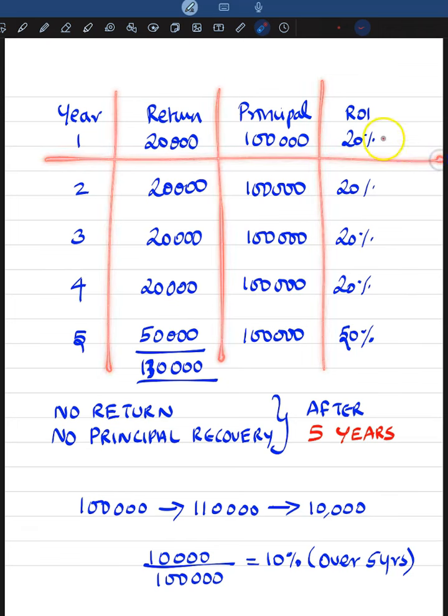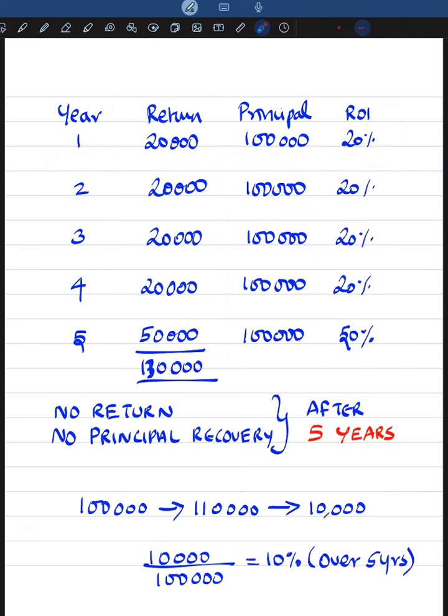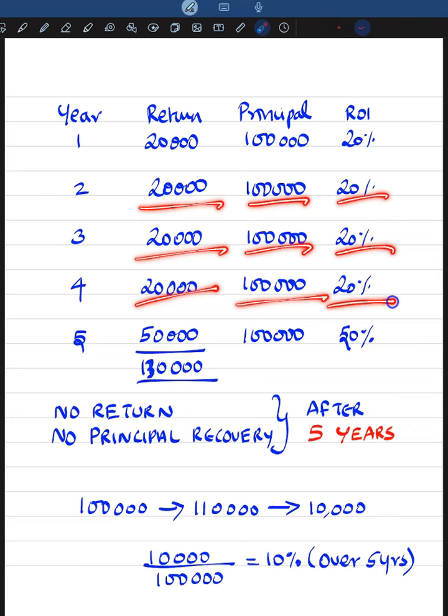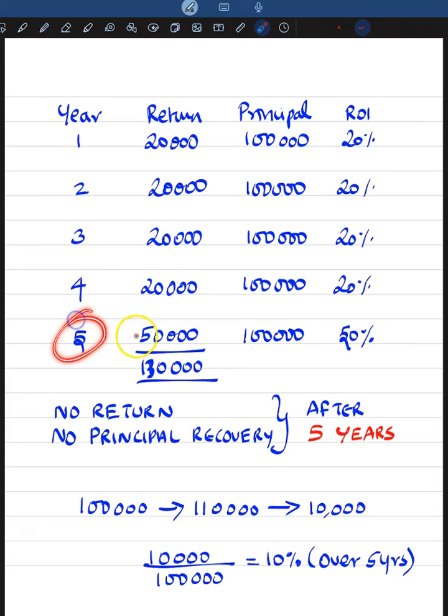Let's say this is the scenario from second year onwards. Already for the first year, he had calculated return on investment as 20%. Second year, third year, fourth year also, he is getting the same 20,000 on 1 lakh. So in the subsequent years, that is 2, 3, 4 also, he calculated ROI as 20% each year. And in the fifth year, he earned 50,000. So he expressed the return on investment as 50%. It means overall he earned 1,30,000. But after the fifth year, there is no return. There is no principal recovery also.